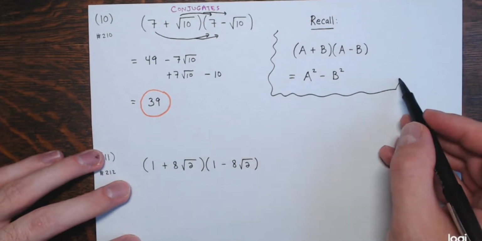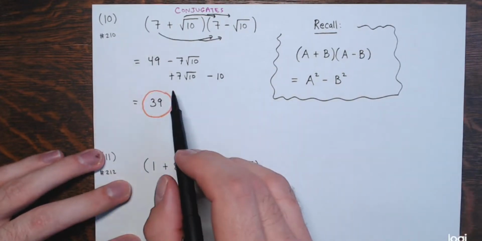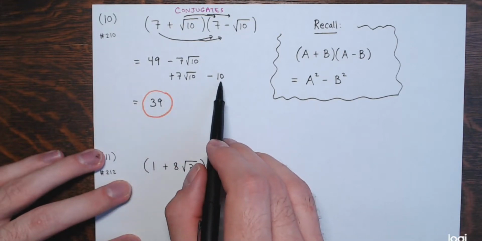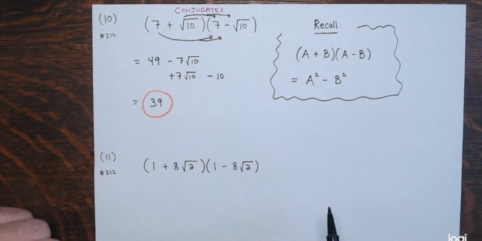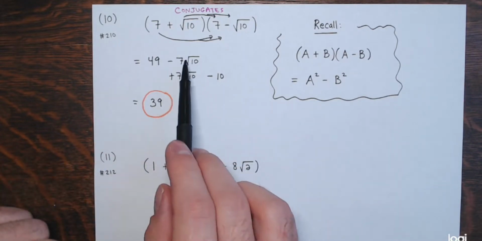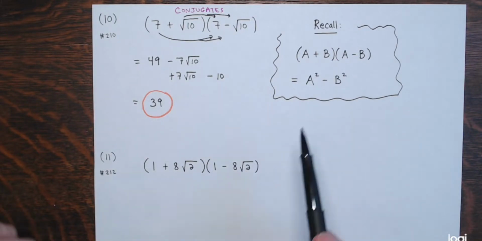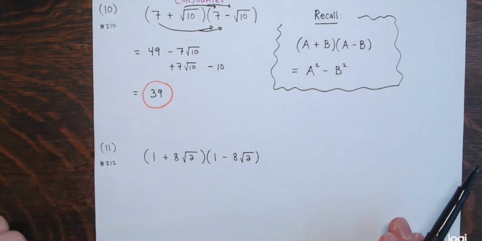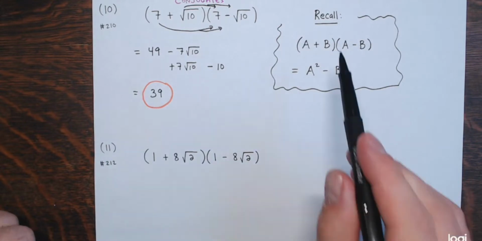Just a difference of squares. So notice here how this ended up being 7 squared minus the square root of 10 squared. So 49 minus 10, 39. The reason is that those middle terms will cancel out. They'll disappear. So I'm going to use this for the rest of the time, the fact that we are multiplying conjugates. But you have to recognize that you're multiplying conjugates in order to be able to use this difference of squares.